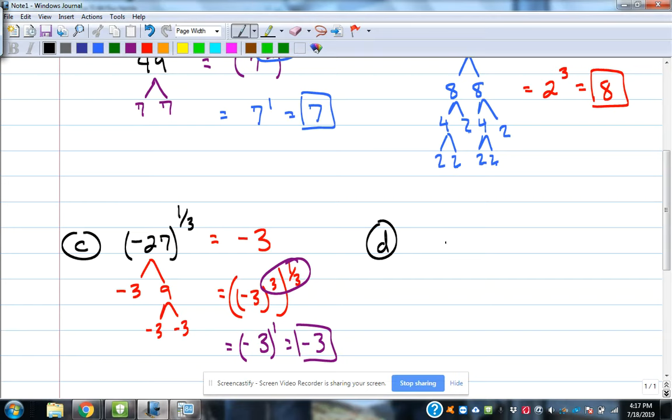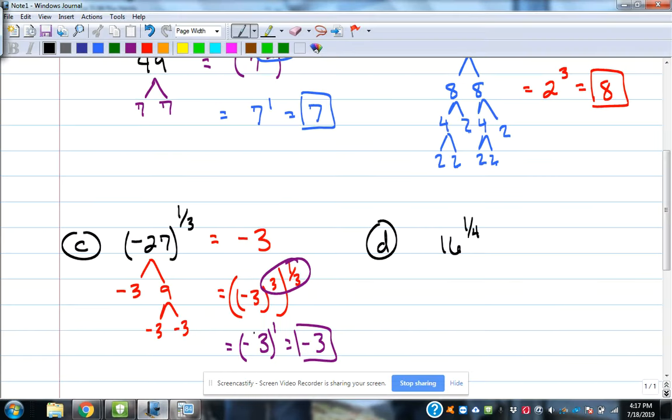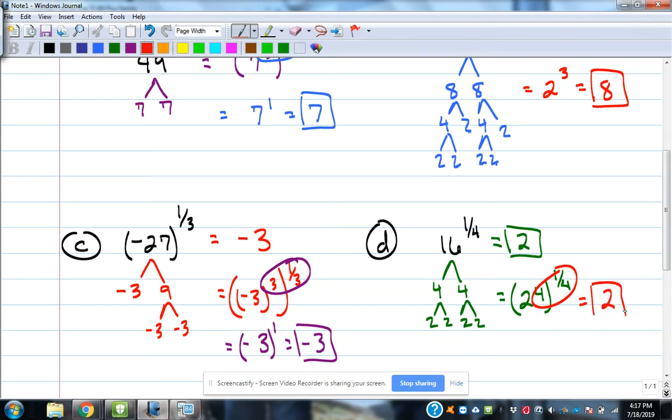Let's try this one. 16 to the 1/4. So just some different numbers here. If I check it with my calculator, 16 raised to the 1 divided by 4, I get a 2 out of that, that's a great answer. It works. Why is that the answer? Well, if you do the factor tree, we know 16 is 4 times 4, 2 and 2, 2 and 2. So that's really 2 to the 4th power to the 1/4. And then when you multiply those two together, that's how you get the 2. That's the non-calculator way of doing that.